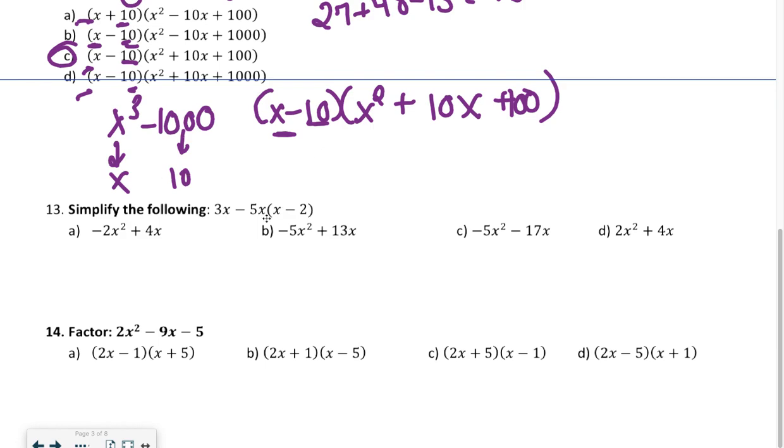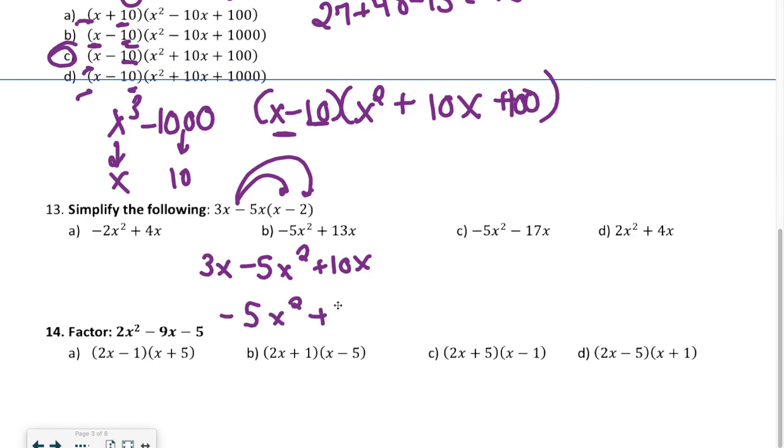This is just distribution and combining like terms. So negative 5x times x is negative 5x squared. Negative 5x times negative 2 is positive 10x. And the 3x is out in front. Negative 5x squared plus 13x gives me choice B.